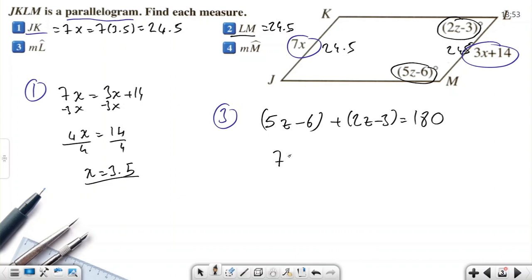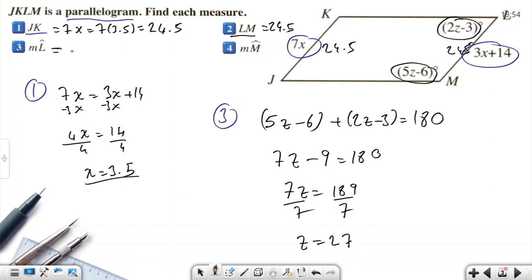So this is adding algebraic expressions. 5 plus 2 is 7z, minus 6 plus minus 3 is minus 9, equals 180. 7z equals 189, divided by 7, divided by 7. So z equals 27. Sorry, 27. Yeah, z equals 27. But I found the value of z. What is the question? Measure of angle L.